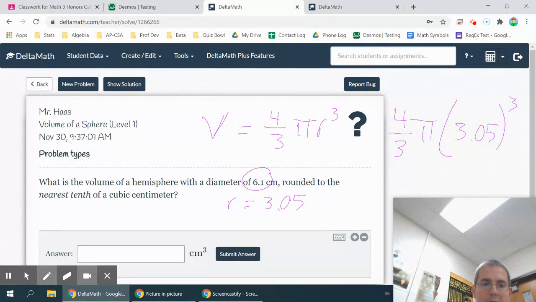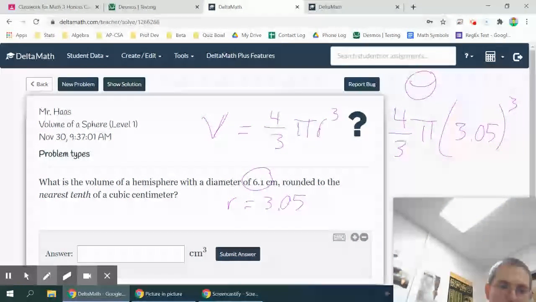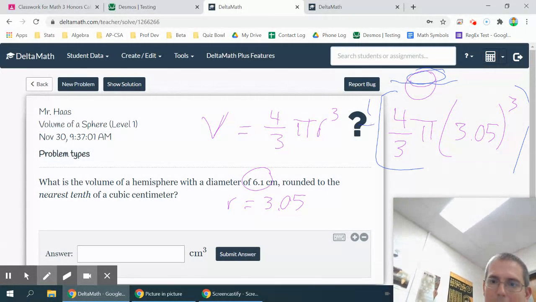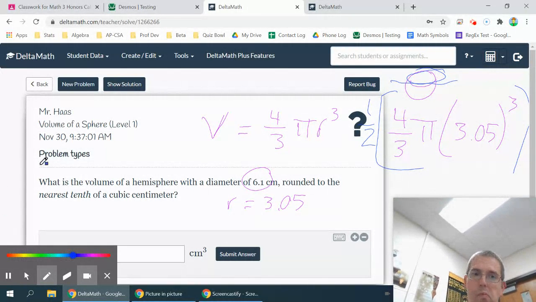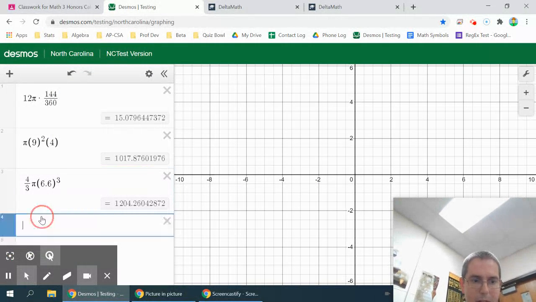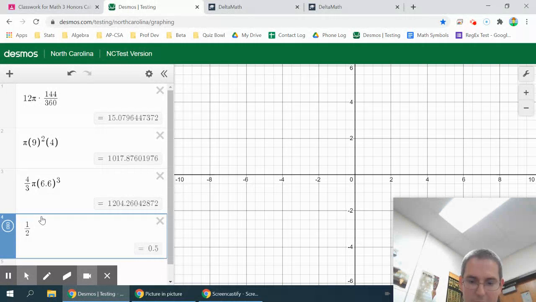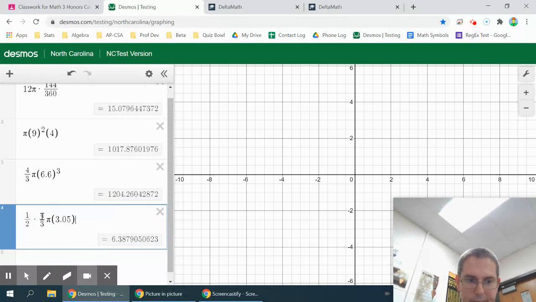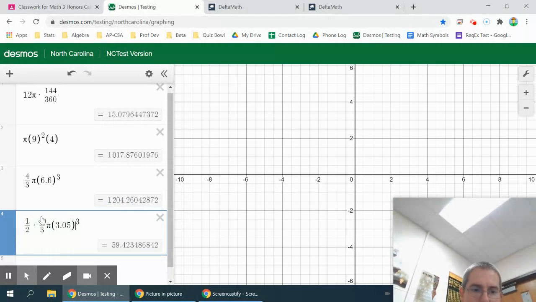But there's one other difference. This would be the volume of the entire sphere, the entire ball, but it just wants the volume of the hemisphere, which is half of the ball. So if I just took half of the ball, clearly I would just take this whole volume and multiply it by a half. So time for Desmos. 1/2 times the whole thing, 4/3 pi r cubed. And once again, the 1/2 has to be in front.